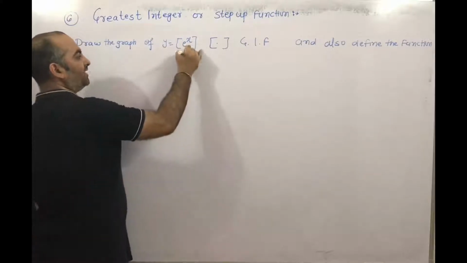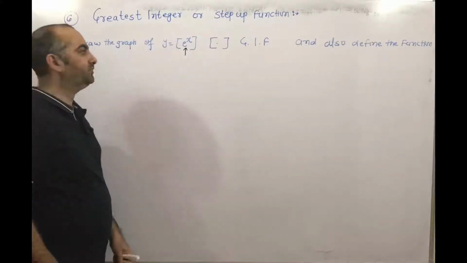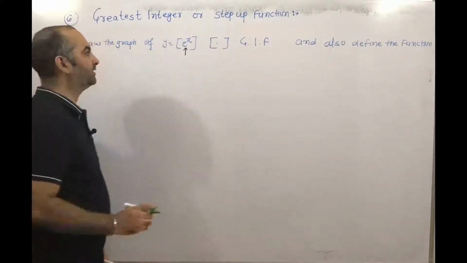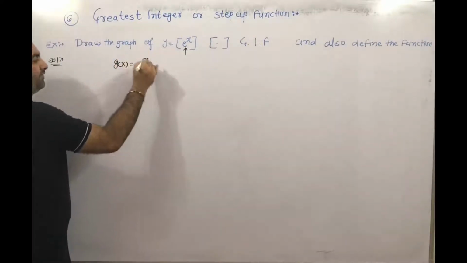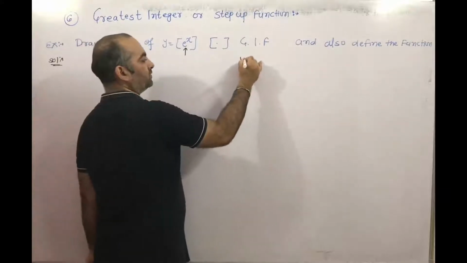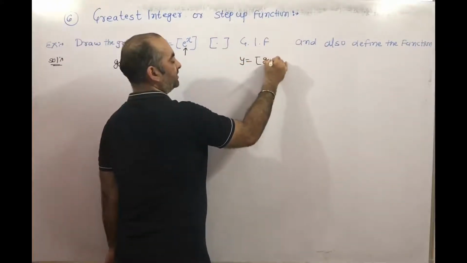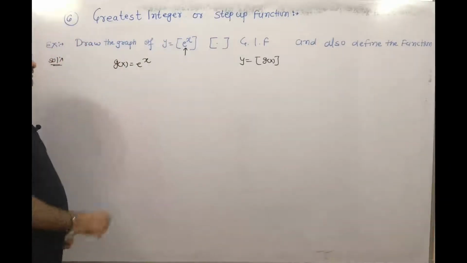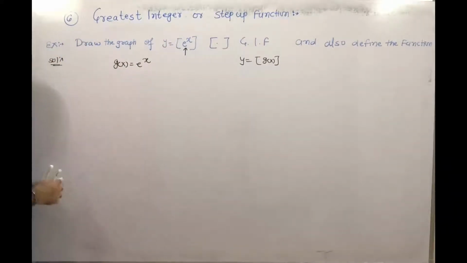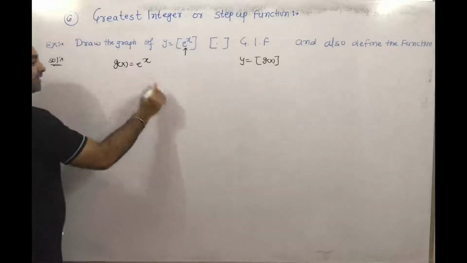So inside is what? e power x. So inside e power x we are taking some other function g(x). So g(x) equal to e power x, and we have to draw the graph of y equal to greatest integer of g(x). Okay, now first we will draw the graph of g(x). What is the g(x) graph? So g(x) is e power x.